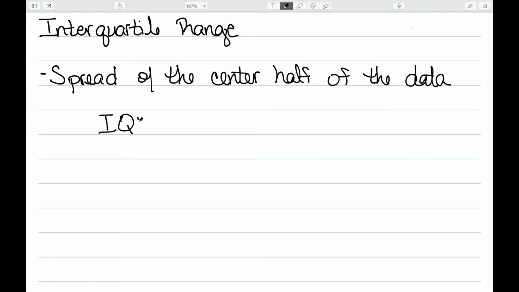It tends to be abbreviated by IQR, and is found as the third quartile minus the first quartile, so Q3 minus Q1.